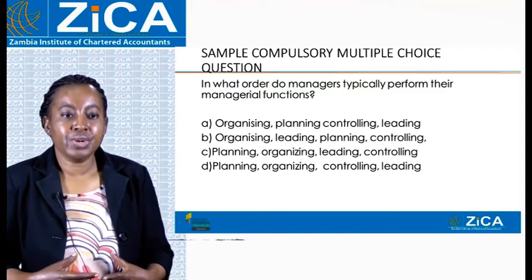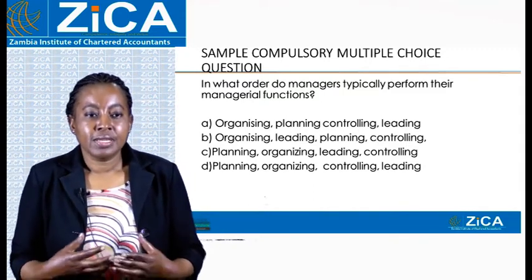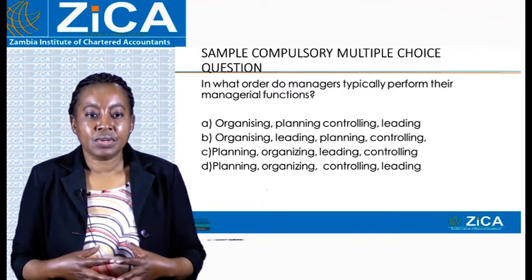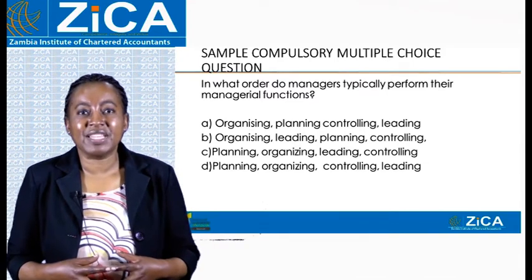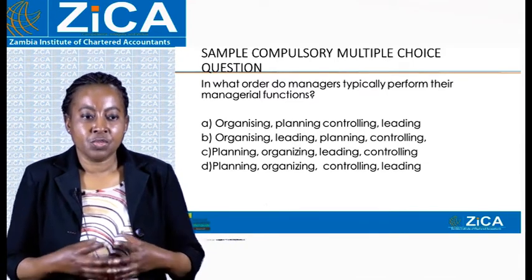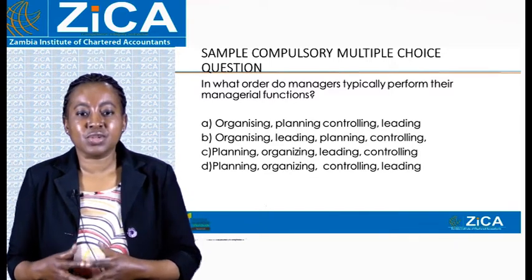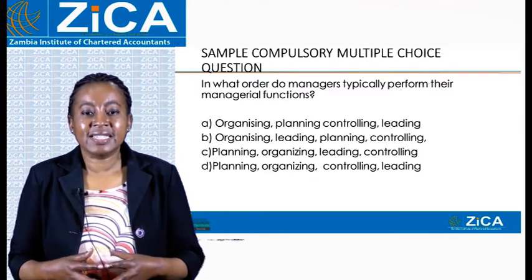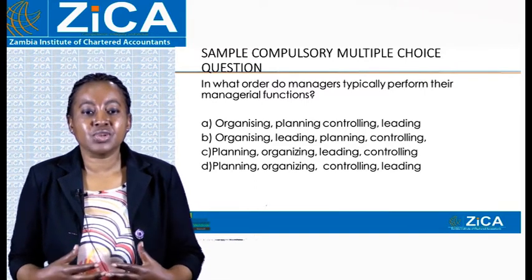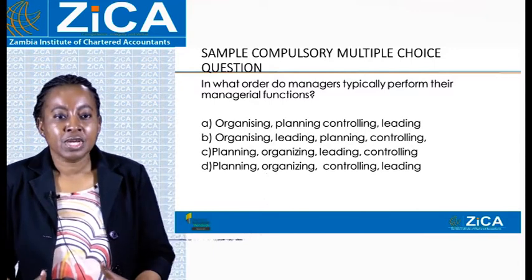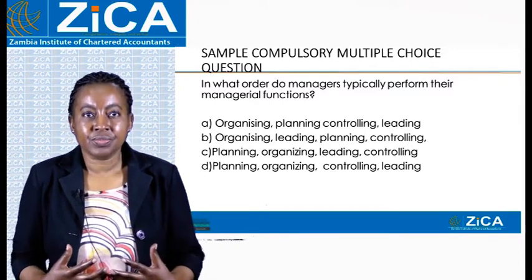I would like to show you a sample compulsory multiple choice question. In this question, I'm asking, in what order do managers typically perform their management functions? We've got 4 options in terms of an answer. A: organizing, planning, controlling, leading. B: organizing, leading, planning, controlling. C: planning, organizing, leading, controlling. D: planning, organizing, controlling, leading. As a student, how would you go about answering this question?